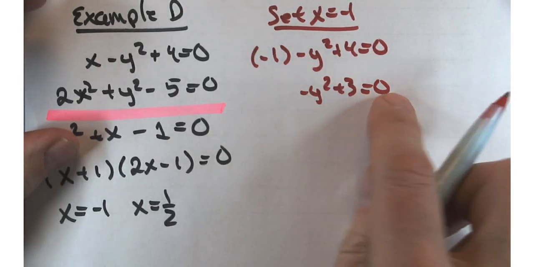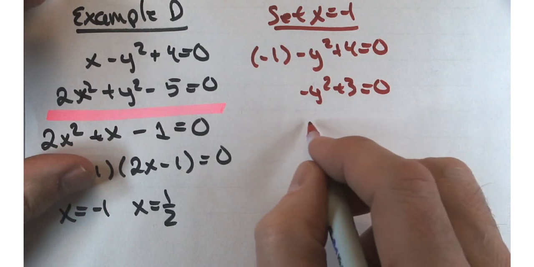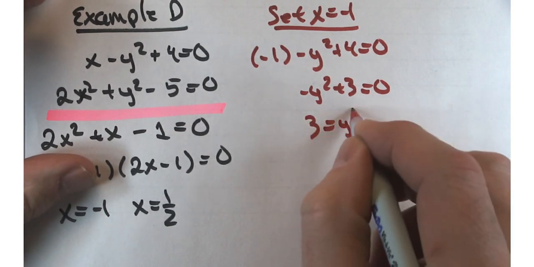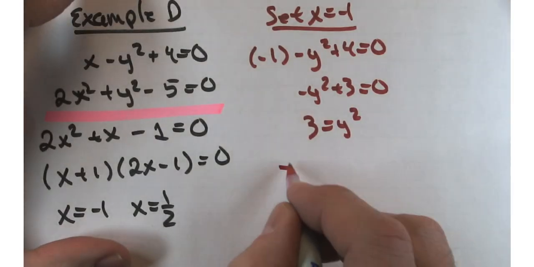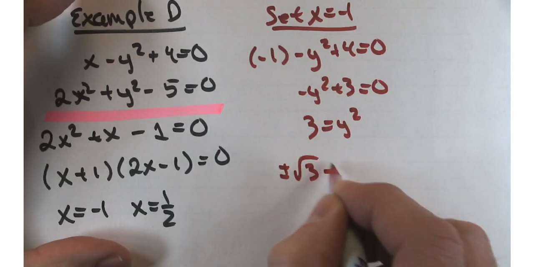Let's move the y to the other side. So it's going to be 3 equals y squared. What does y equal? Well done. Somebody's getting really good with that plus or minus. Thank you so much. It's plus or minus the square root of 3 equals y.